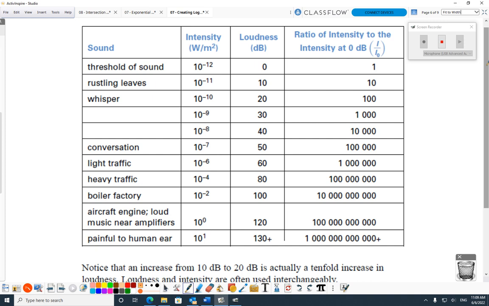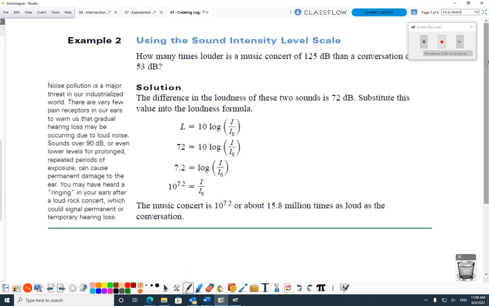The loudest any human would want to be anywhere near, which would still probably do damage to your ears, would be like 100. So they took the whole scale and multiplied it by 100. What does that mean for doing calculations? Right here, I don't want you to do this. I want you to do this.